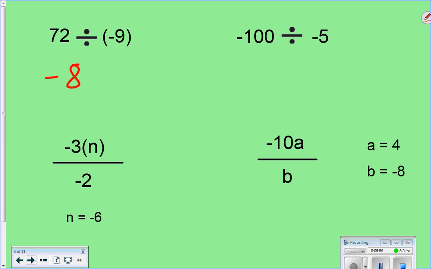So if I were you, what am I going to tell you to do? Rewrite the problem. Rewrite the problem in your homework.